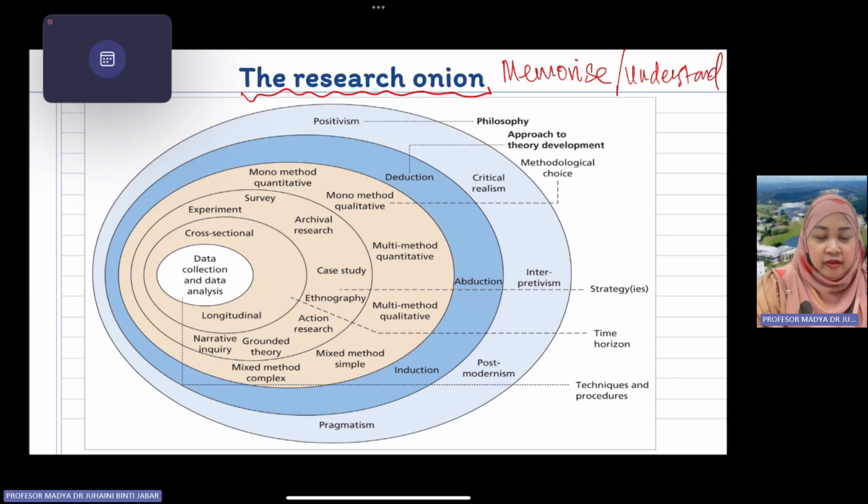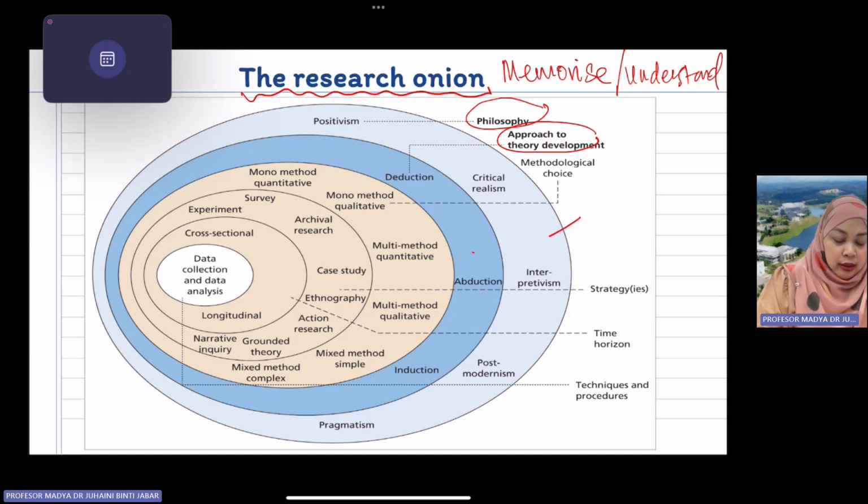For the first part of this lecture, we are going to touch on the philosophy and also approaches to theory development, which are the first two layers of the onion, or the research onion.